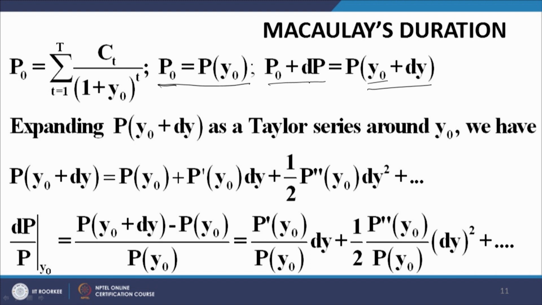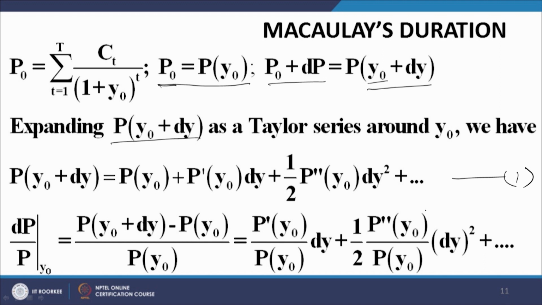P0 is the price at y equal to Y0 and P0 plus dP is the price at Y0 plus dy. We expand P of Y0 plus dy, dy is assumed small, around Y0 as a Taylor series, up to 2 orders, and what we have is equation number 1: P of Y0 plus dy is equal to P of Y0 plus P dash Y0 into dy plus 1 by 2 P double dash Y0 into dy square plus further derivative terms.